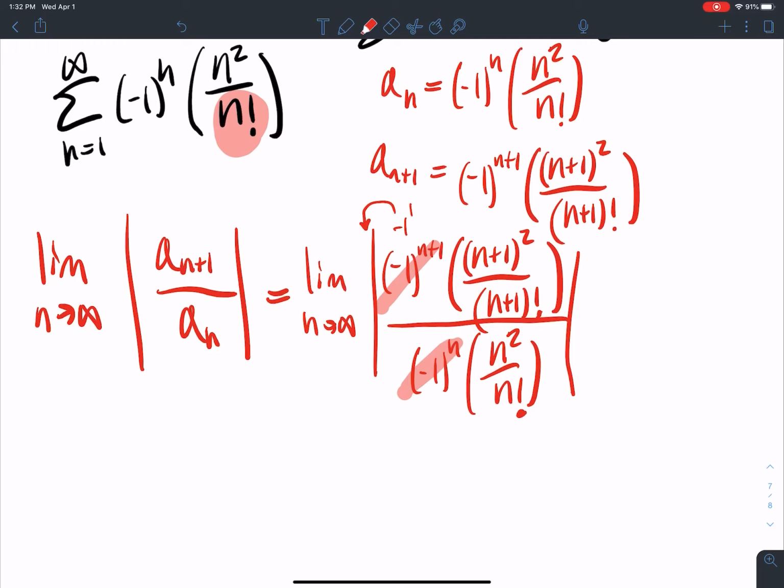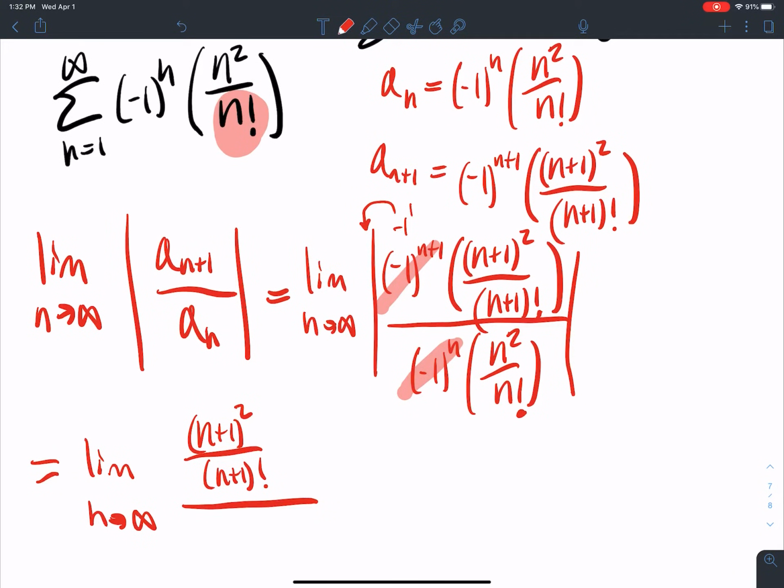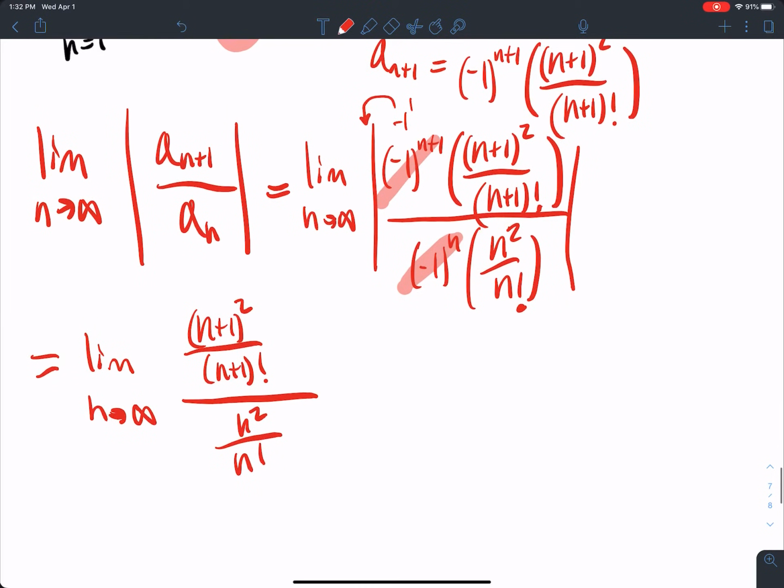So I can drop the absolute value bars and get the limit as n goes to infinity of, now drop my negative because of the absolute value, n plus 1 squared divided by n plus 1 factorial, all divided by n squared divided by n factorial. Okay, now keep, change, flip applies here. When I'm dividing fractions, easy as pie, all you got to do is flip and multiply, right?